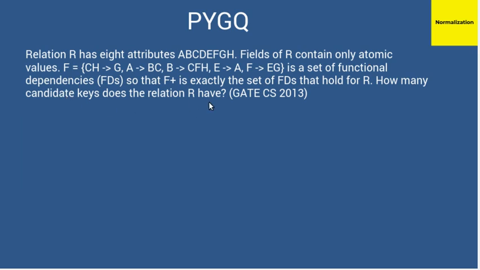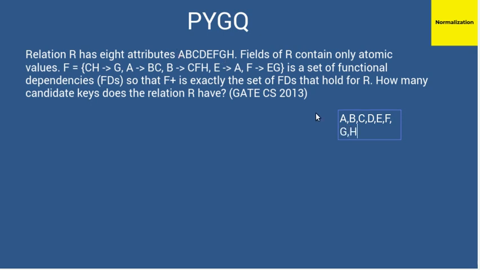So here it is asking how many candidate keys are available for this relation, and this was asked in GATE CS 2013. So let's try to find that. The first thing you need to write is all the attributes which are present. Here you have a, b, c, d, e, f, g, h.